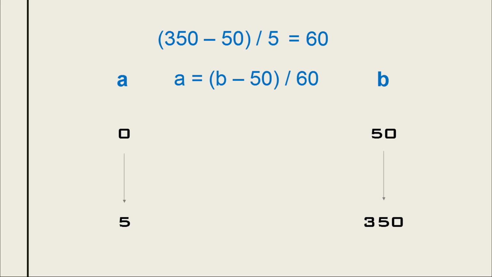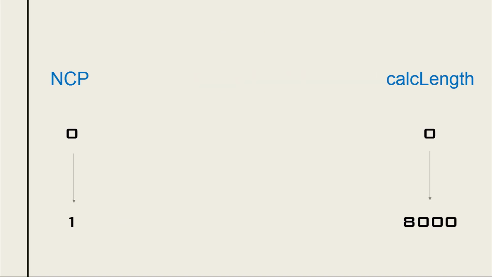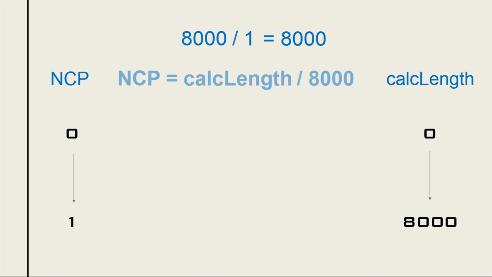For instance, let's try to apply it to our exercise. So our normalized curve parameter should go from 0 to 1, and our length will vary between 0 and 8,000. So 8,000 divided by 1 equals 8,000. So our normalized curve parameter will equal the calculated length divided by 8,000.